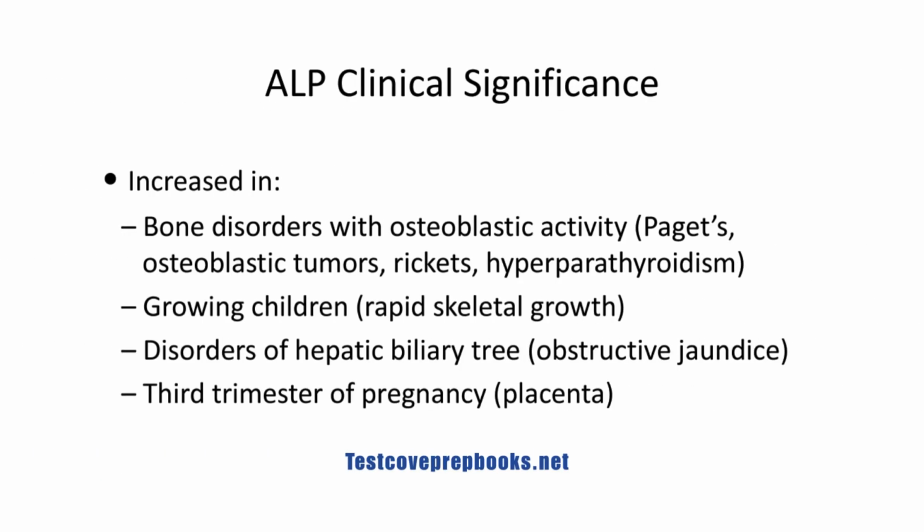Clinically, ALP is increased in several conditions. These include bone disorders with high osteoblastic activity, such as Paget's disease, osteoblastic tumors, rickets, and hyperparathyroidism. It is also elevated in growing children due to rapid skeletal growth, in disorders of the hepatic biliary tree such as obstructive jaundice, and during the 3rd trimester of pregnancy, due to placental production.